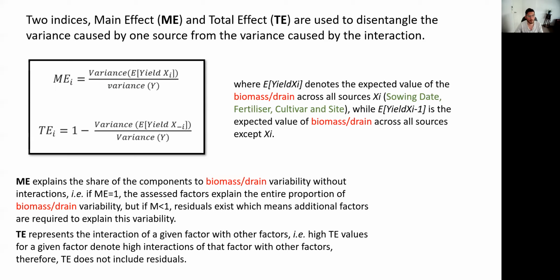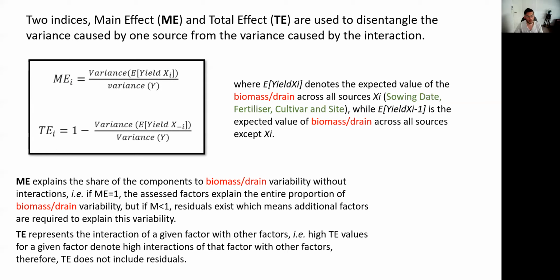So basically, if the main effect is 1, only the assessed factors explain the entire proportion of the model output variability. However, if the main effect is less than 1, residual exists, which means additional factors are required to explain this variability. That M should be ME, sorry, that is my mistake.